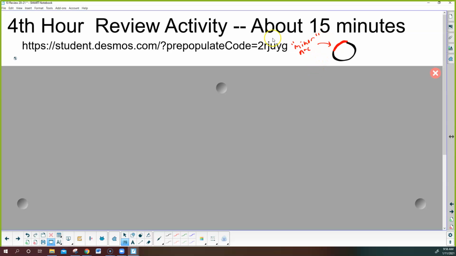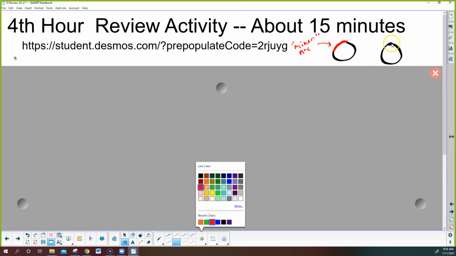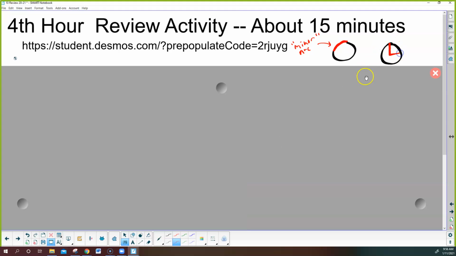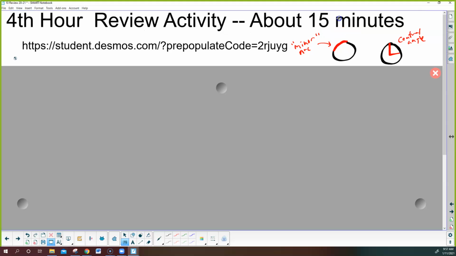Now, one of the questions, actually, I'm going to leave it up to you, because another picture could be like this. Right? So here, this shows a central angle. What you really want to do is use the vocabulary from this unit to play a game like Guess Who. All right, and we're going to do it for about 15 minutes.